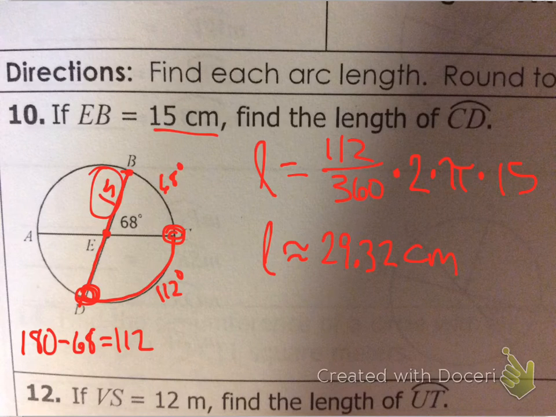And again, that's just finding the arc length. Arc length is like, okay, so there's a whole circumference. Arc length is part of a circumference. That's really all that is.